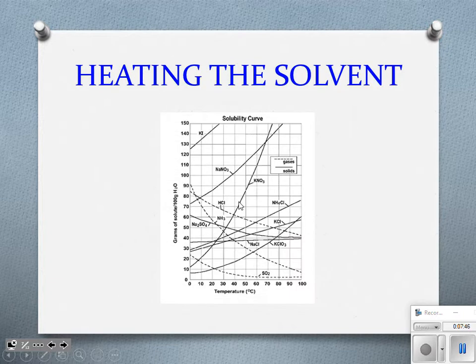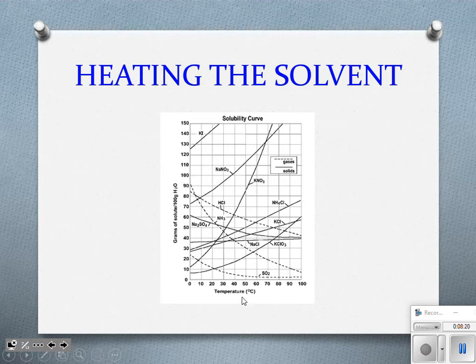Heating the solvent. Right here is one of the solubility curves that we will use. I believe I got this one off of WebAssign. Now, if you look at these, okay, the solid lines are solids. The dashed lines are gases. All right, and right here, grams of solute per 100 grams of water. So this is the amount of solute per 100 grams of water. Down here is the temperature.